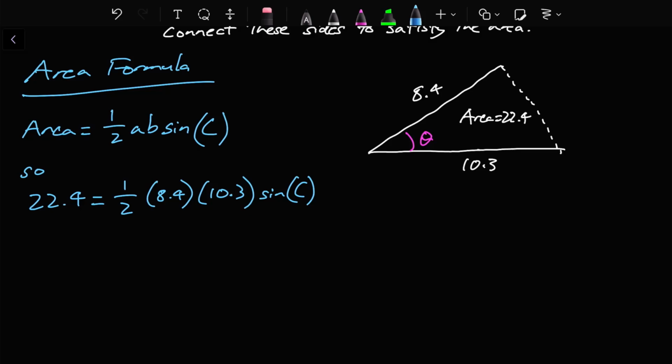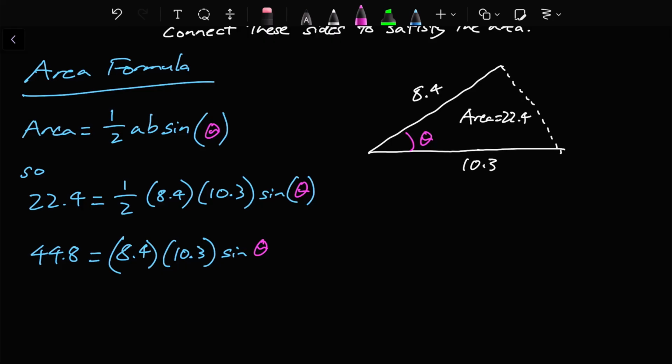Okay? We're trying to solve for C. In fact, let's replace C with theta. All right, so now we just do a bit of algebra, right? So we multiply by 2, 44.8 equals 8.4 times 10.3 sine theta. And then we're just going to divide off by whatever those brackets are. So 44.8 divided by 8.4, then divided by 10.3.